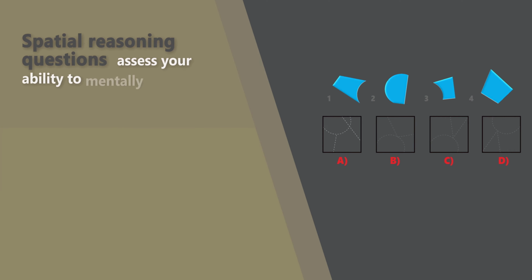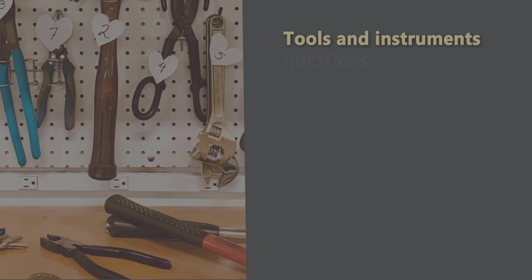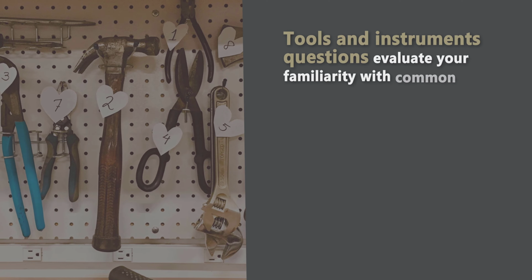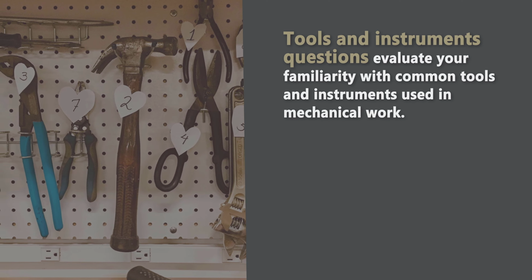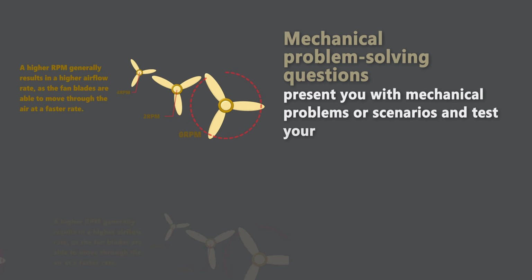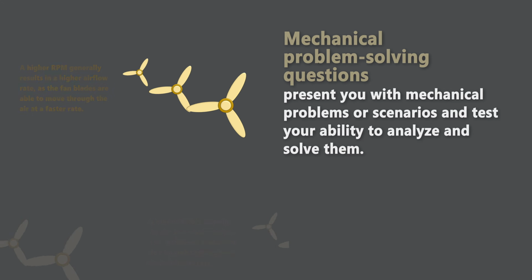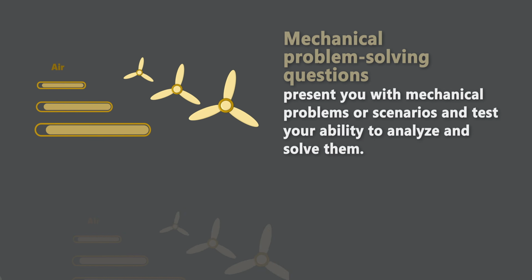You also get spatial reasoning questions in this test, which assess your ability to mentally manipulate objects in three-dimensional space. Some questions focus on tools and instruments, and they evaluate your familiarity with common tools and instruments used in mechanical work. And last but not least category is mechanical problem-solving questions, which present you with mechanical problems or scenarios and test your ability to analyze and solve them.